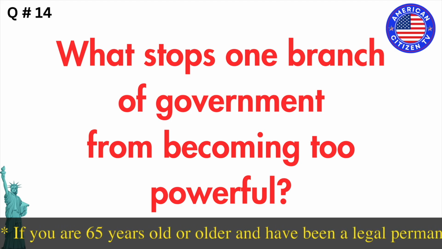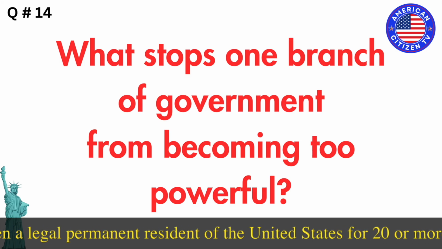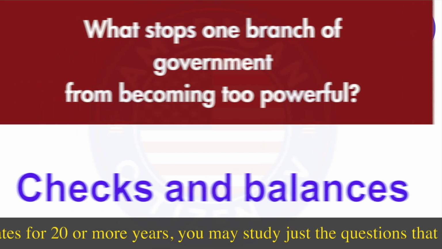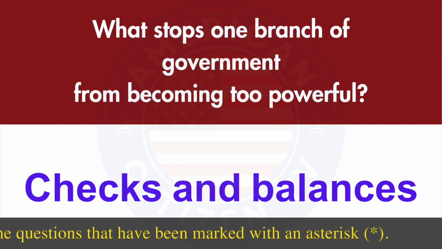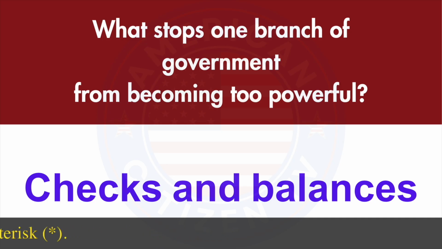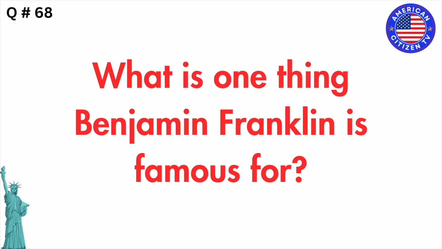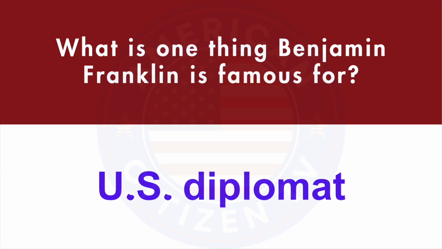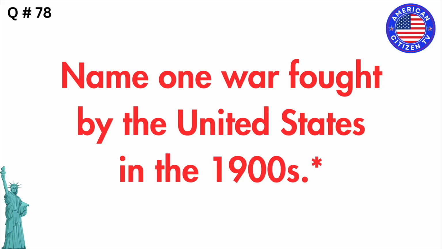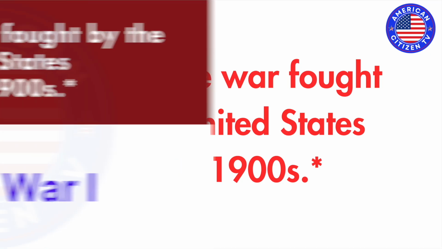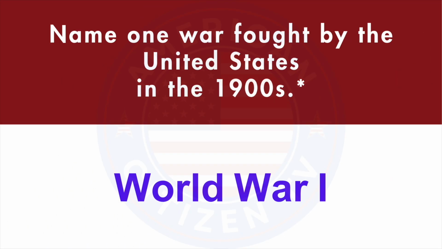What stops one branch of government from becoming too powerful? Checks and balances. What is one thing Benjamin Franklin is famous for? U.S. diplomat. Name one war fought by the United States in the 1900s. World War I.